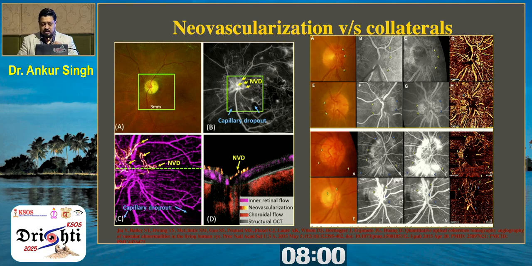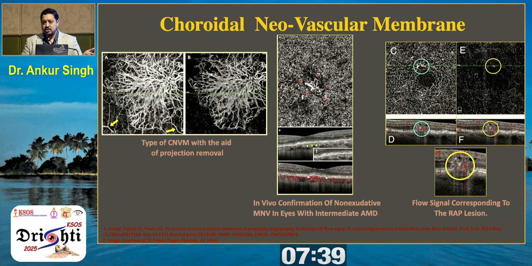So in our pioneering study, as well as a study from Belly et al., we can clearly delineate between neovascularization as well as collaterals by just looking at two things. One, the morphology of the vessels. Second, the flow. If you see flow in the vitreous with abnormal vessels present, you're probably looking at a neovascularization. OCT angiography can not only detect a choroidal neovascular membrane, it can tell you which type of neovascular membrane it is: type 1, type 2, or type 3.